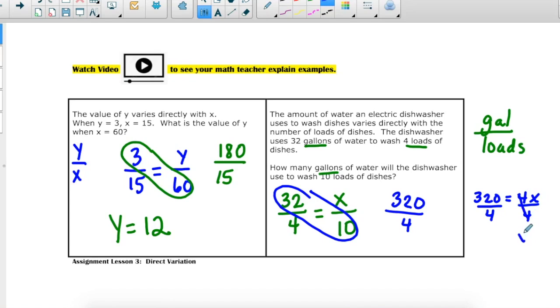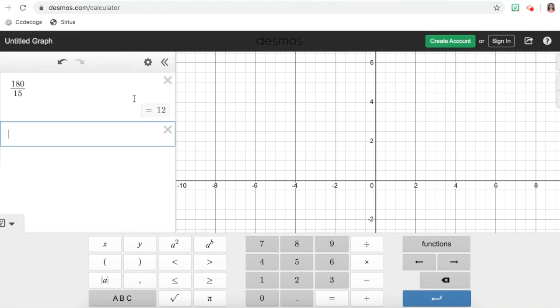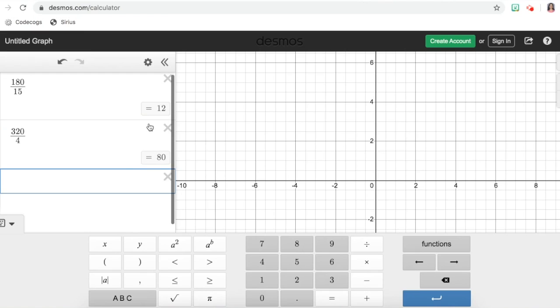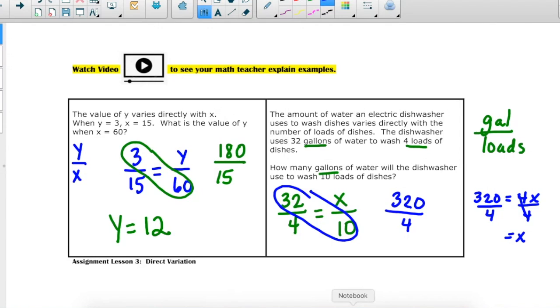The 4's cancel out, so you end up with x equals 320 over 4, and that's why I did that here. So 320 divided by 4, again, you could use the calculator and type it in, or you could do mental math here. You notice that the answer is 80. So x equals 80. But it's asking how many gallons of water, so make sure you write your units. So it's actually 80 gallons of water. So that's my answer right here.